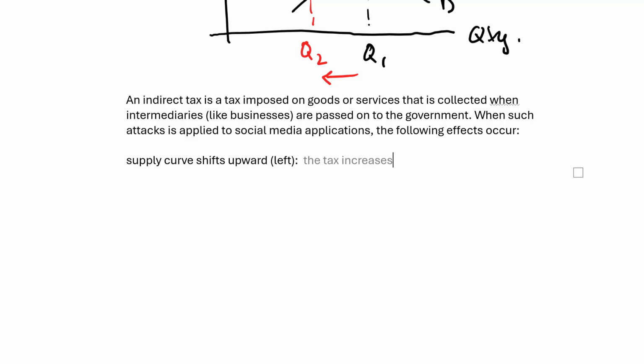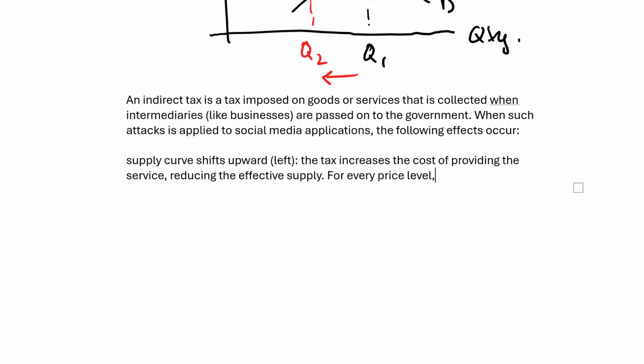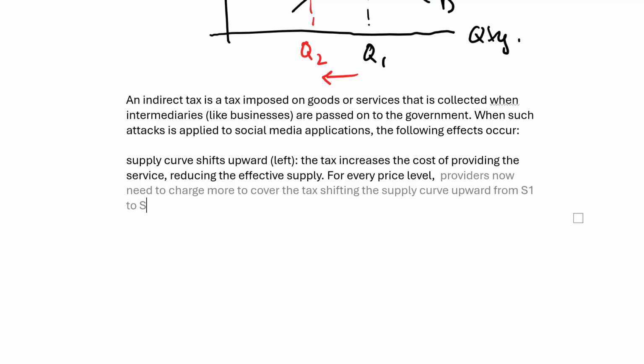The tax increases the cost of providing the service, reducing the effective supply. For every price level, providers now need to charge more to cover the tax, shifting the supply curve upward from S1 to S2.